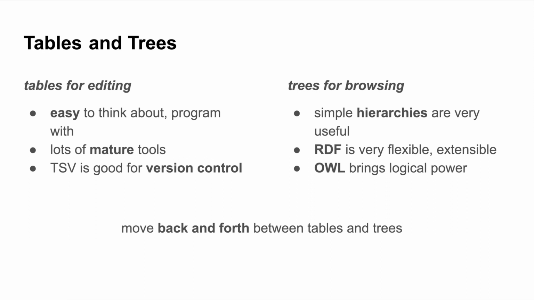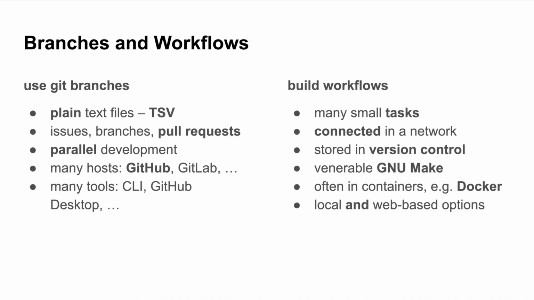So the tools I'm going to show you today are designed to move back and forth between tables and trees, and use ontologies in the tables and the trees. I also love Git branches, letting people work in parallel and then merge their work together with pull requests. GitHub is great, but there are lots of other good tools like GitLab, and then command line tools, GitHub Desktop, all these things.